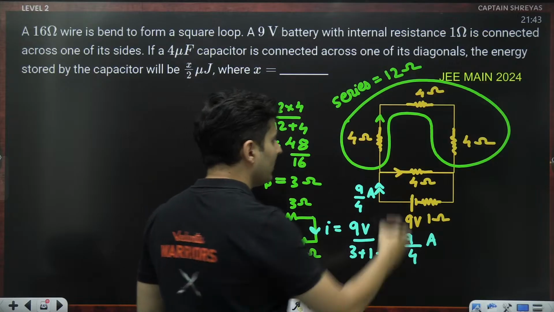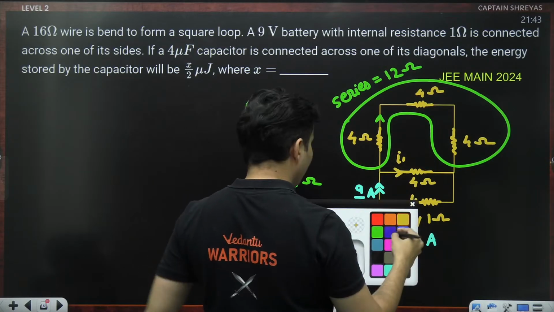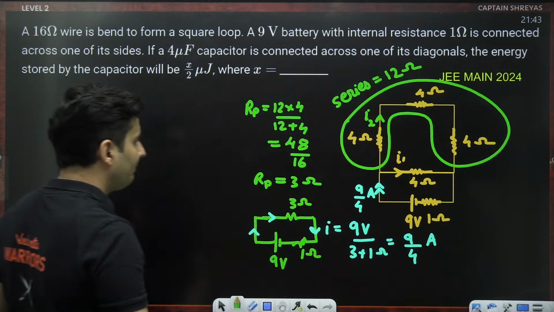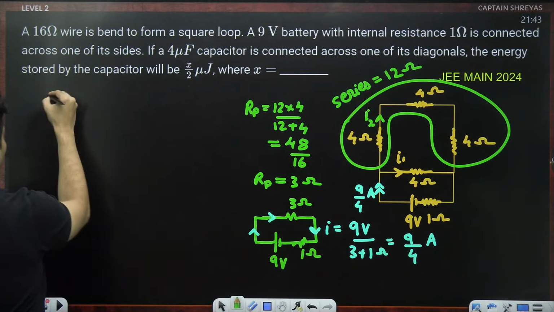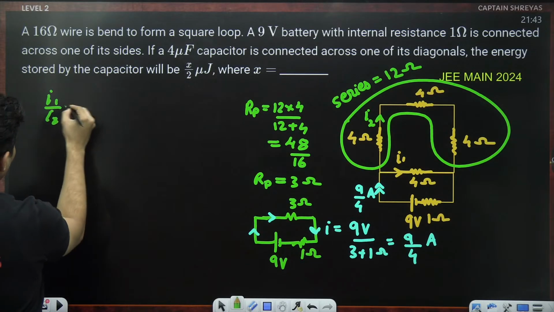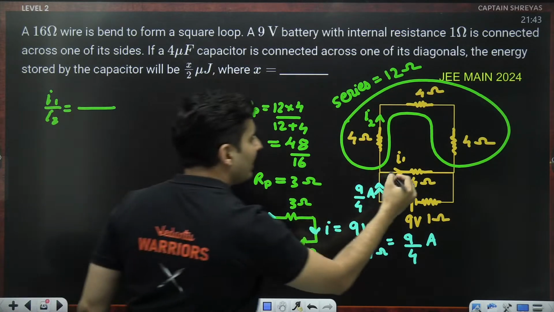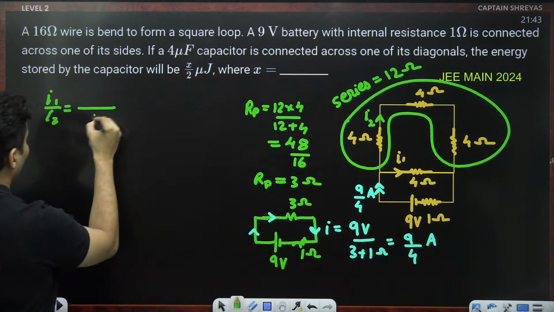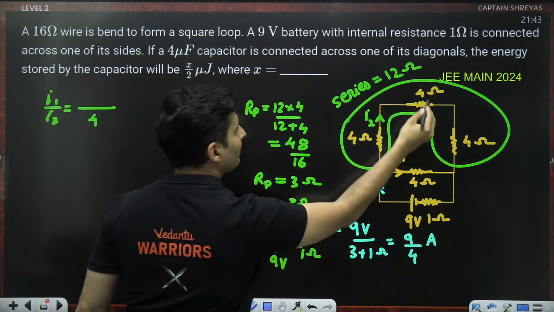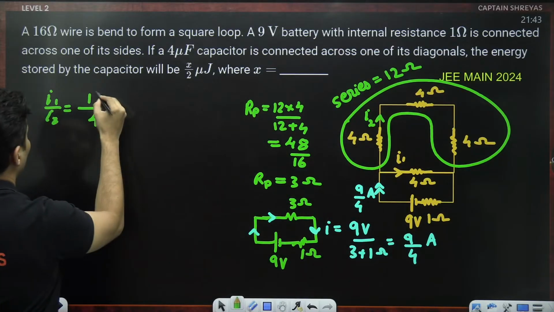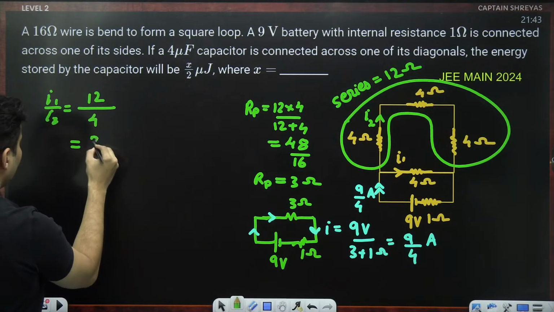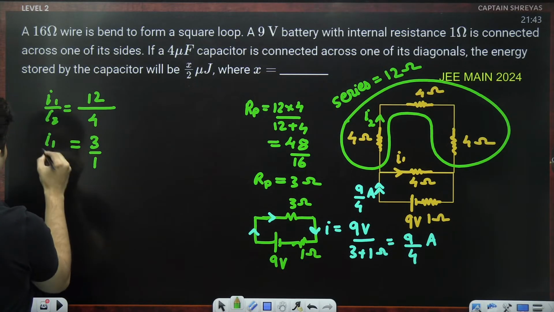So if I call this current I1 and this particular current I2, then I can just say I1 by I2, because it is going to be inversely related. This current will be inversely related to 4 ohms. This I2 will be inversely related to this 12 ohms. Which is going to make it nothing but 3 by 1, that is I1 by I2.